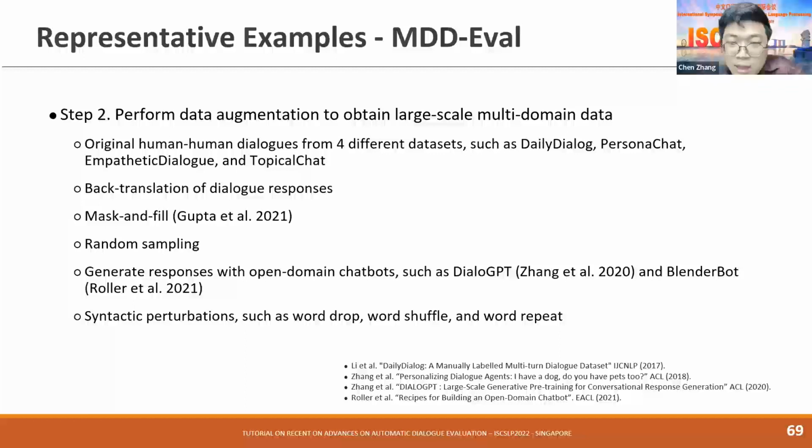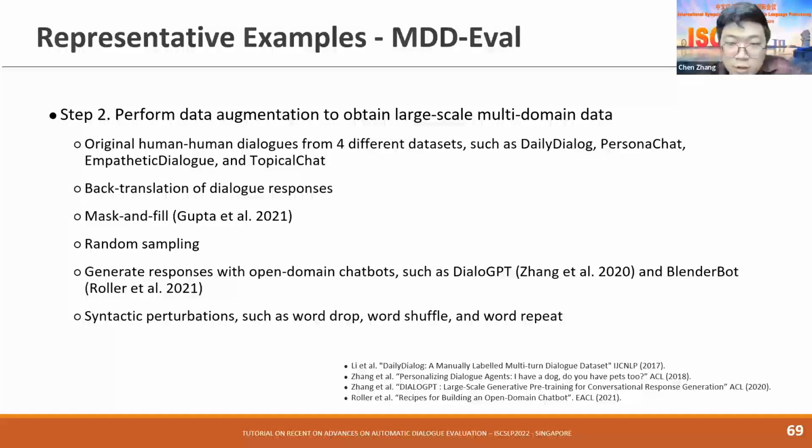So then use this kind of strategy to generate the adversarial response. Then thirdly is the random sampling, which is similar to what we mentioned before. And of course, we can also rely on large-scale pre-trained chatbots such as DialoGPT and BlenderBot. They are very powerful nowadays. They can generate very human-like responses conditioning on the context. In this way they can also generate some relevant and adversarial responses.